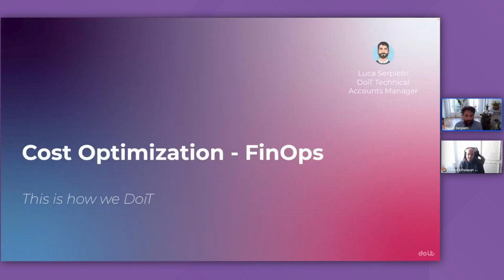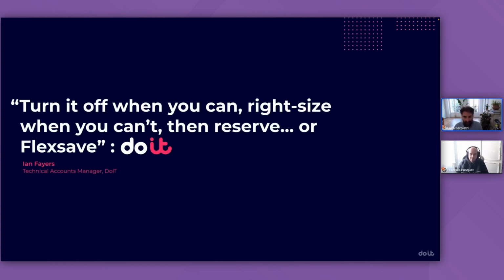Definitely, cost optimization is not a one-off event. And to frame this as a practice inside your company, we have to talk about FinOps, right? There are different ways we can organize this practice. One of them is, of course, via the help of DoiT. I like to quote here our leader in the technical account manager team, Ian, that you can either turn it off, right size it, and when you can't turn things off, then you can use reservations, or you can use FlexSave. FlexSave is our custom technology, which I'm going to introduce to you a bit later.